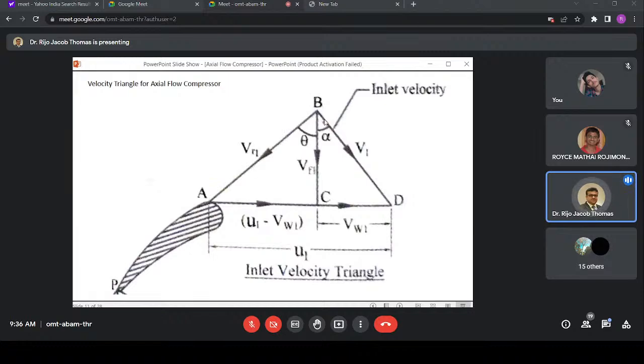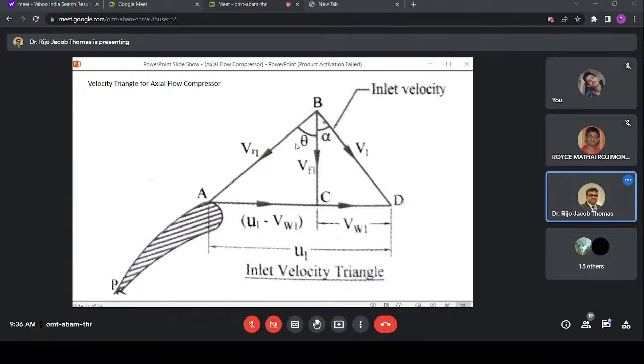This V1 we can resolve into the flow component as well as the whirl component. So this would be your VF1 and this would be your VW1, the inlet whirl component. And the angle that this VR1 makes is your theta.